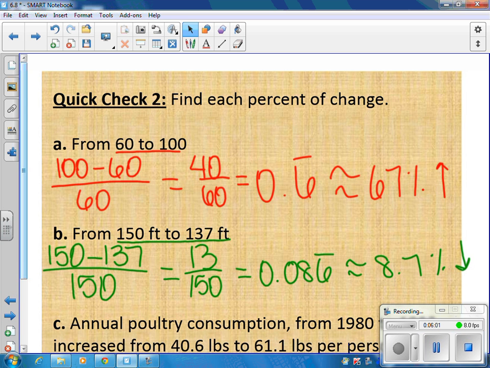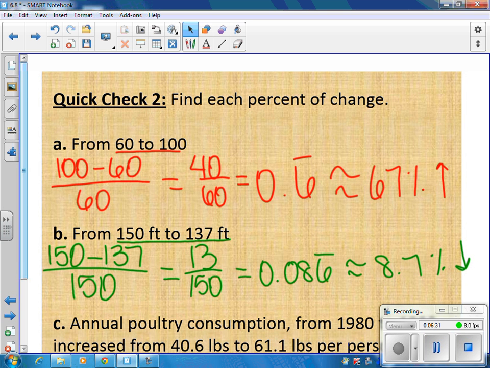Part B. Part B is a little bit different than anything we've seen so far, only because I'm going from a larger number to a smaller number. So in this problem, I have a percent decrease. In the numerator of my fraction, I still take big number minus small number. So I have 150 minus 137. The denominator is always the original amount, the number that we started with. So then when I simplify, I have 13 over 150.